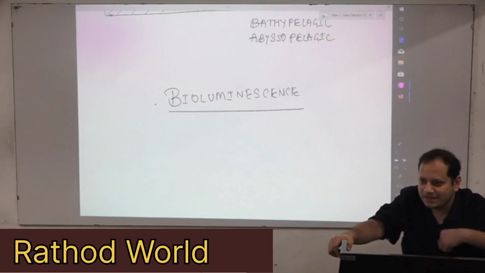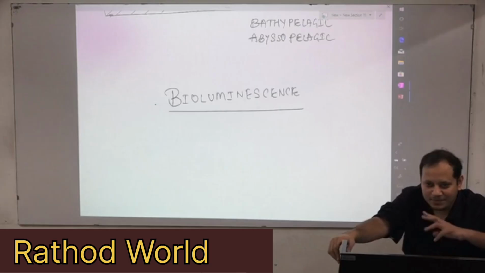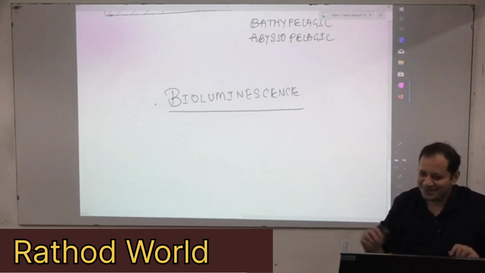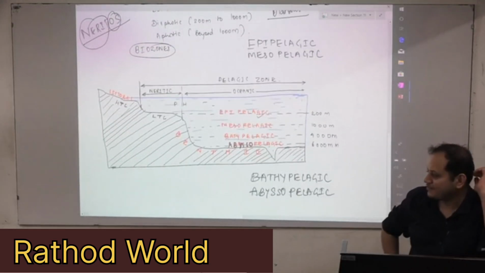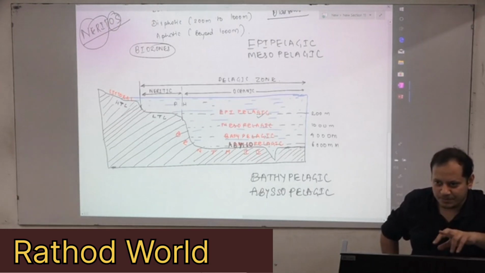Which is the famous bioluminescent organism? Jellyfish. Jugnu is not in the oceanic biome. I was asking you about the oceanic biome. Jellyfish coming on the surface is not good. Why jellyfish?